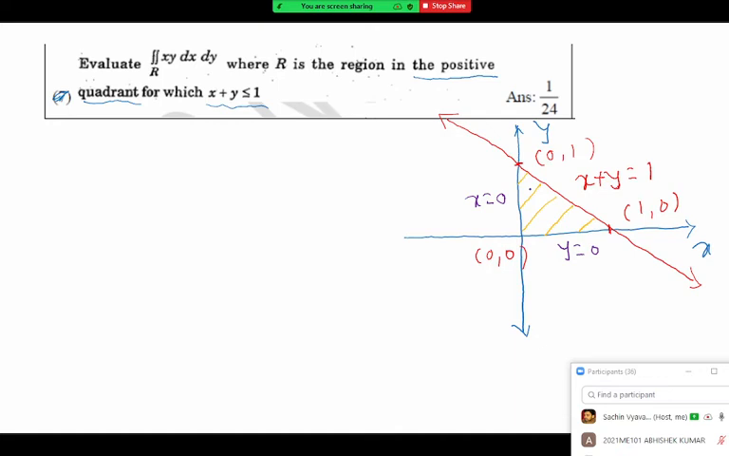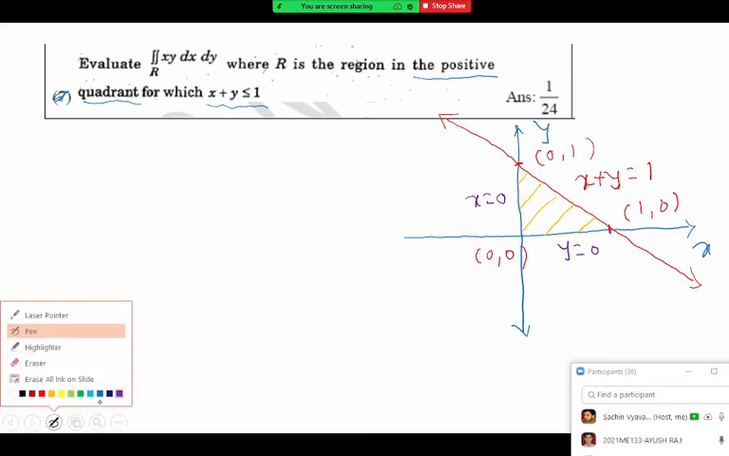Now the choice is ours. Whether we take a vertical strip or a horizontal strip is our own choice, and we can evaluate it. The answer will be the same. So which strip should we take? Let's take both strips. First we should take the vertical one, then the horizontal one, so it will be more clear to us.